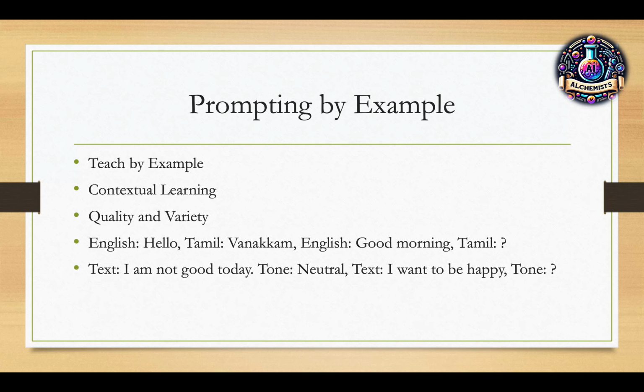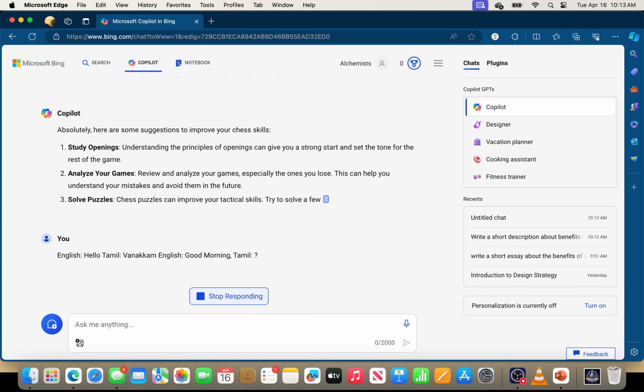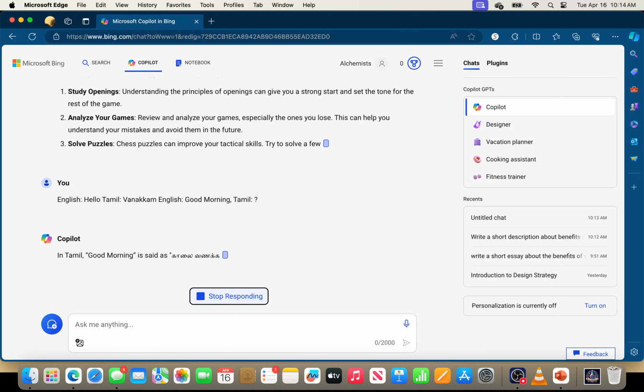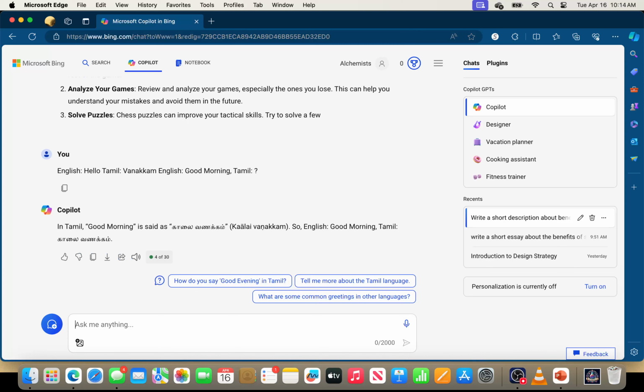You give an example like, in English, hello; in Tamil, which is a South Indian language, a very, very old language, you call it vanakkam. And then in English, good morning. What is that in Tamil? You just put it with a question mark. Let's see how it is going to react. So you are telling it that this is what you should respond. Okay, in Tamil, good morning. Oh my gosh, it says Kaalai Vanakkam, exactly written in Tamil. So it is writing in Tamil. That's great.